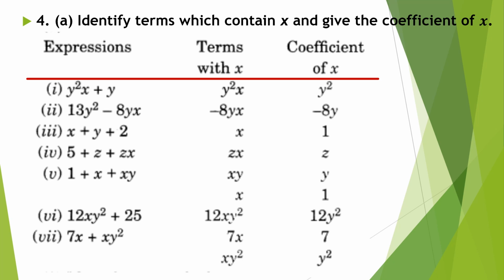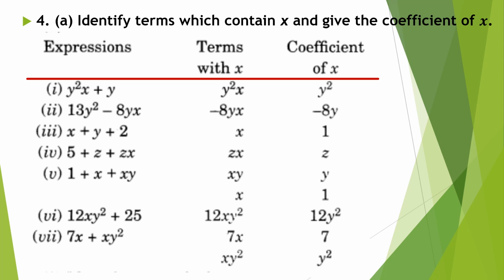Now we move to question 5, 1 plus x plus xy. Terms with x, there are 2 terms. First term is x, its coefficient is 1. Second term is xy and its coefficient is y. And the sixth question, 12xy square plus 25. Term with x is 12xy square. So the coefficient is 12y square.